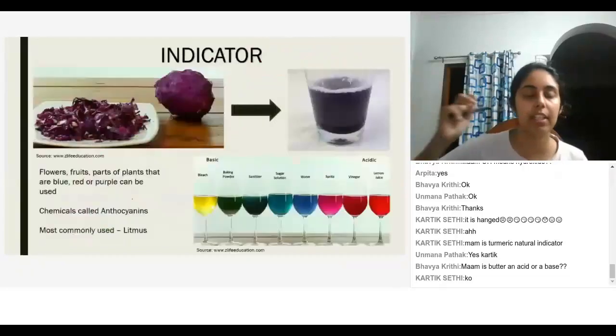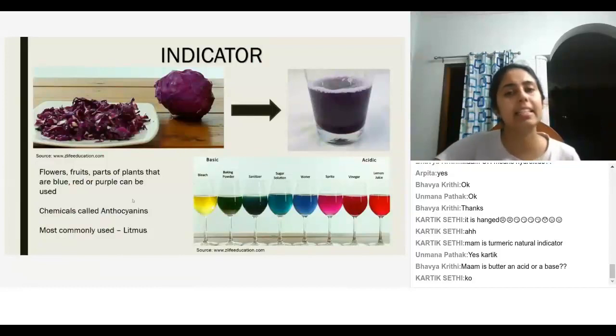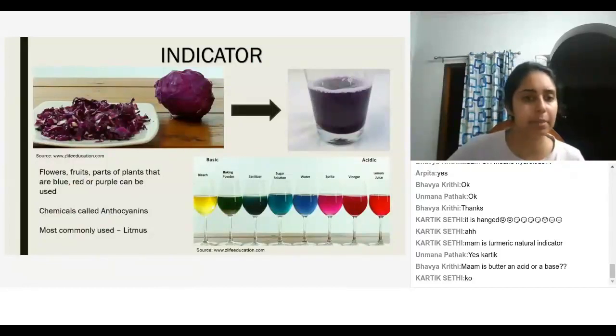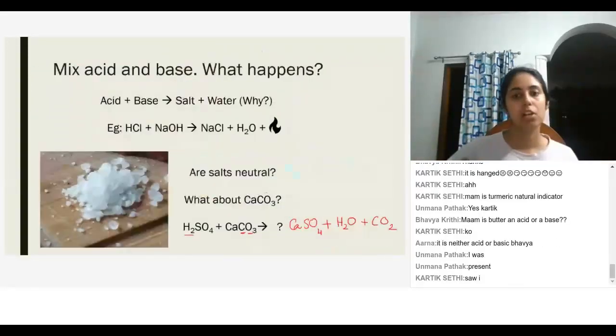Let us proceed. So we did indicators. I'm not going to go over this one more time. An indicator is nothing but a litmus test, or one of the examples of an indicator is litmus. It is used to test if something is an acid or a base, or if it is a weak acid or base.